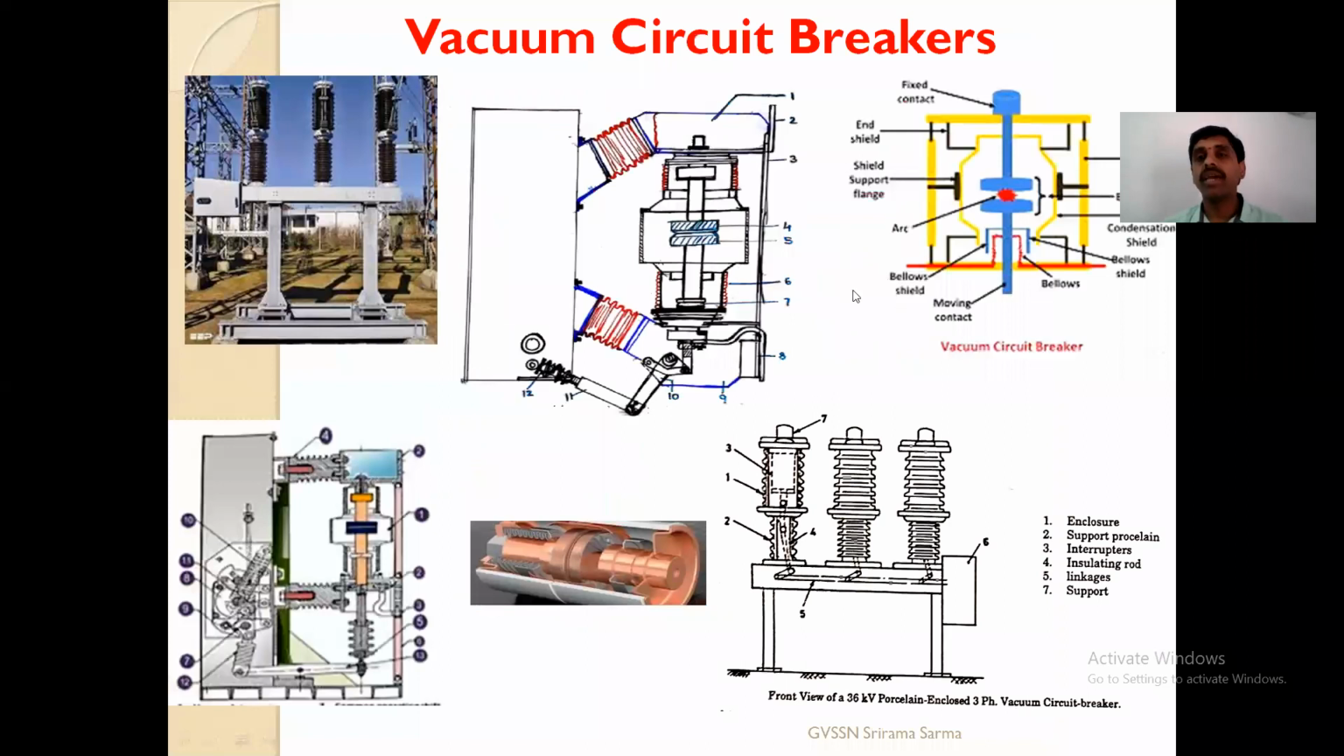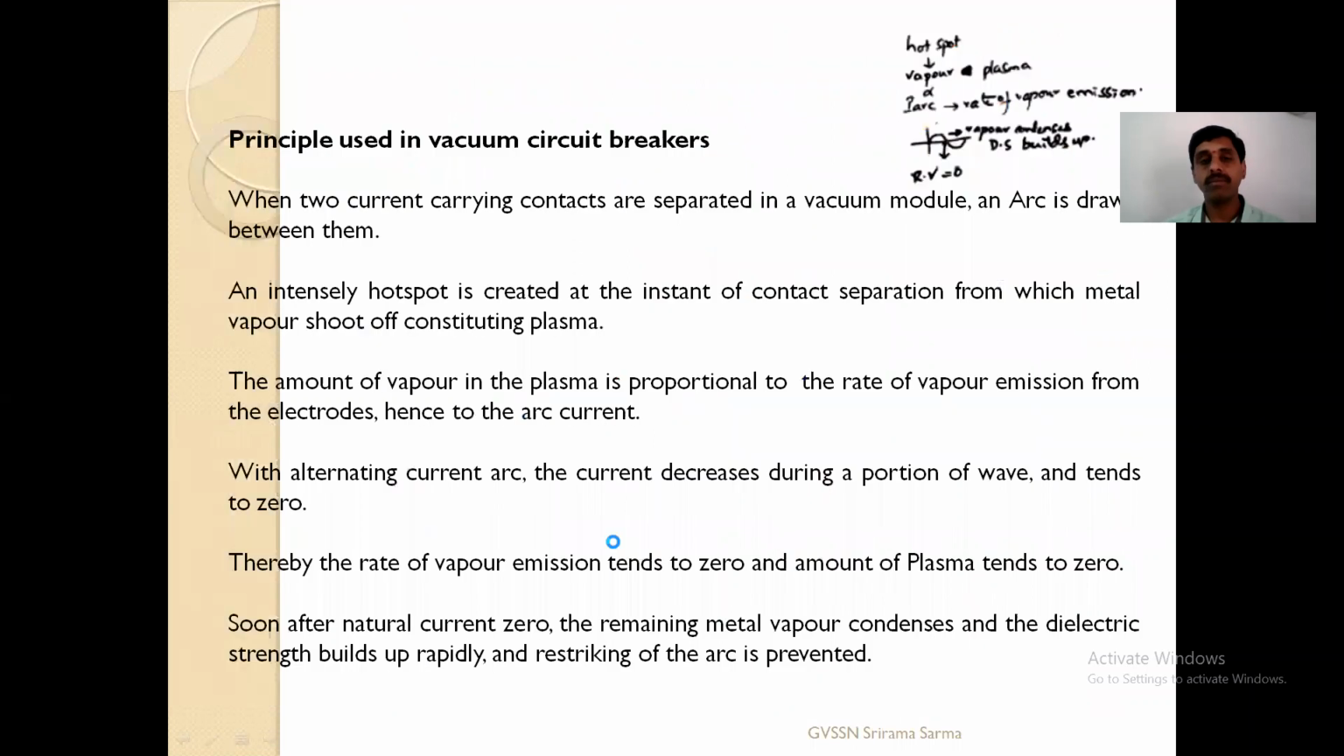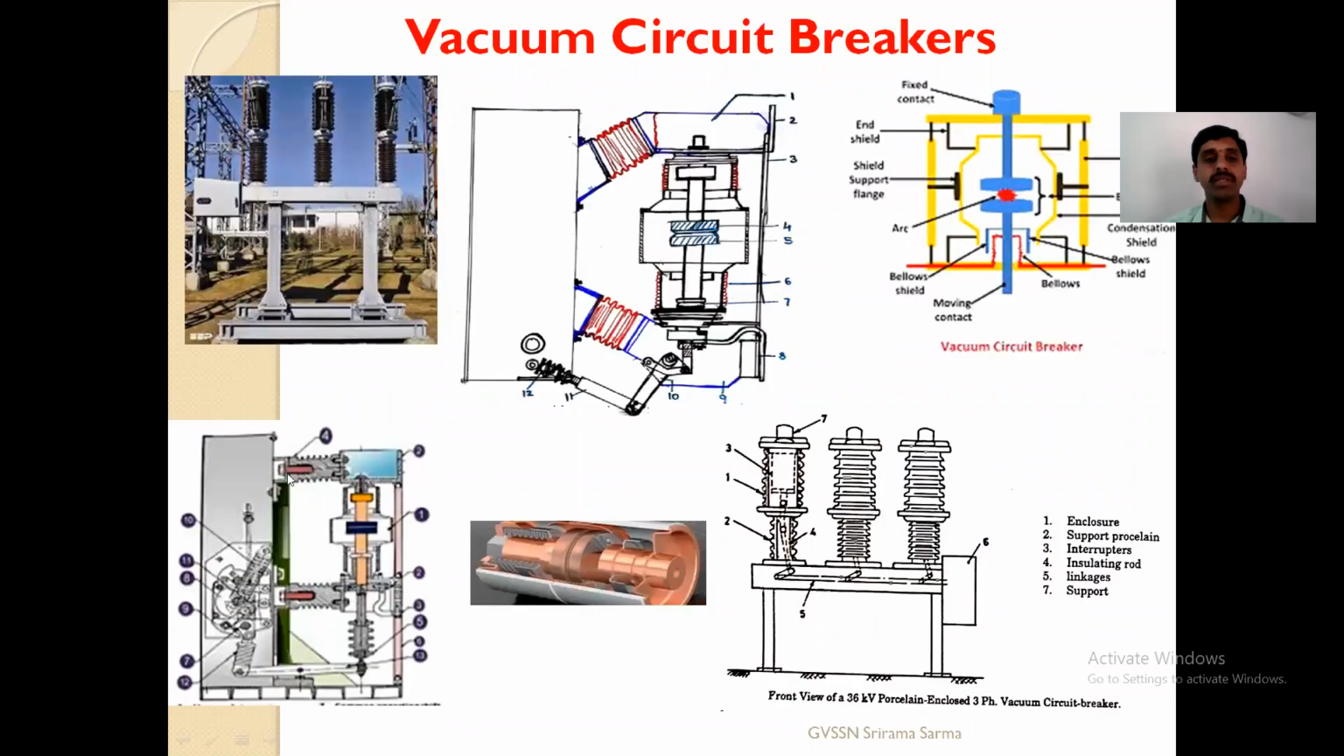So these are the various pictures of the vacuum circuit breakers you can see. This is a picture in the substation, and this is the way the mechanism exists. So this is the vacuum circuit breaker, and that's where we are going to discuss how it operates. This is a 36 kV porcelain enclosed 3-phase vacuum circuit breaker picture. We can see in one interrupter how the operation takes place. Here you can see the fixed and moving contacts. This is one way of mechanism. This is just an outlook of how the vacuum circuit breaker appears.